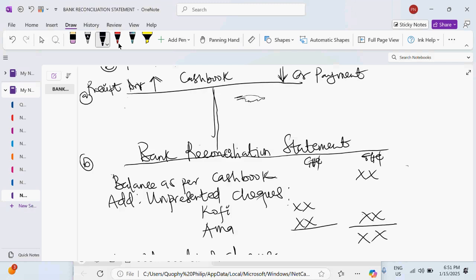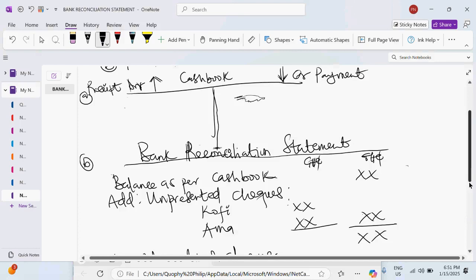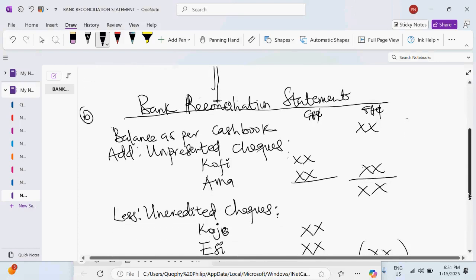We want to reconcile the cash book and the bank statements. This is very important, and it's very practical. At my workplace, we usually do bank reconciliation statements to ensure that the business balance tallies with the bank statements, right? So we do that a lot. It's very important, very practical. So we can see that. Let me introduce this thing.